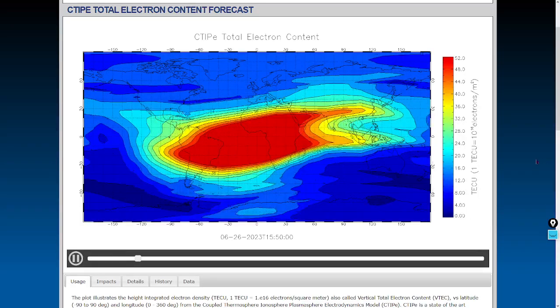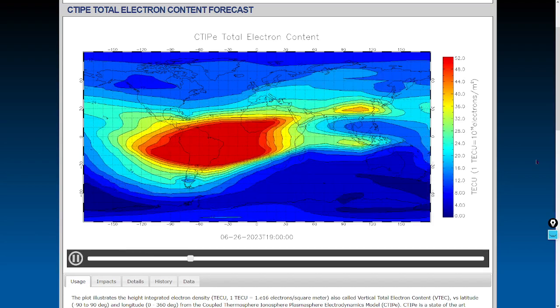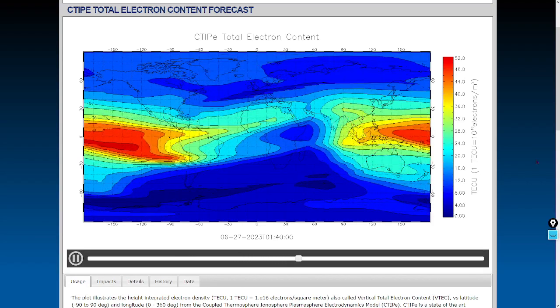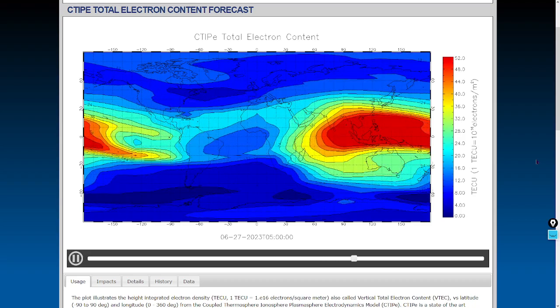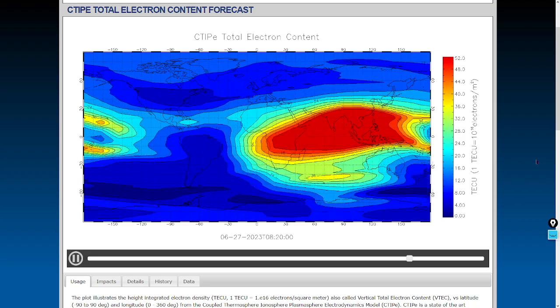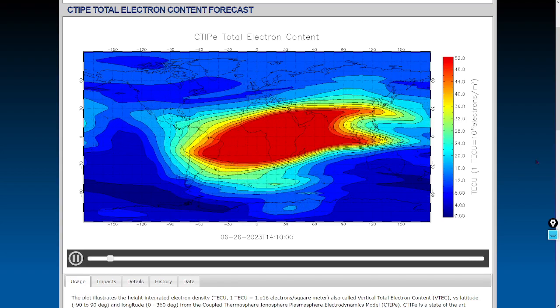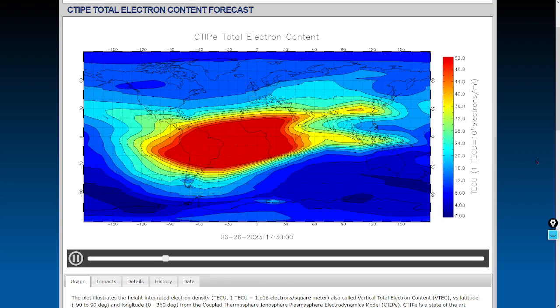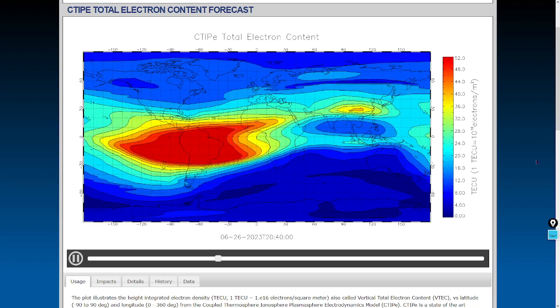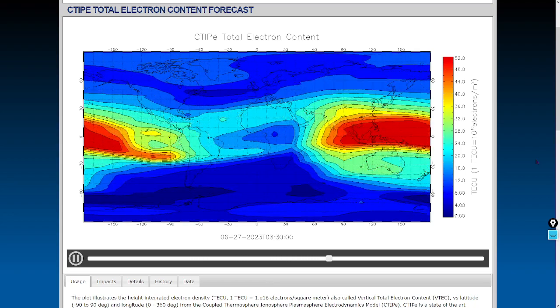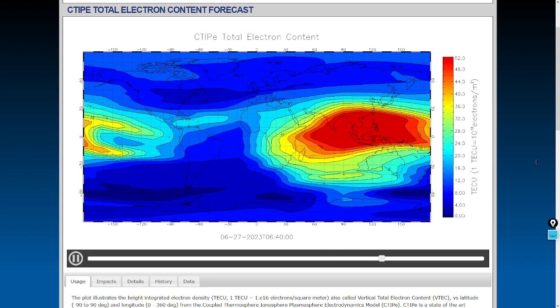The total electron content is from the coupled thermosphere, ionosphere, plasmasphere electrodynamics model. Your GPS satellite must communicate through the inner portion of the outer Van Allen belt, the outer plasmasphere, the inner Van Allen belt, the inner plasmasphere, and the ionosphere to get to your handset. Again, it's 12,500 miles from your handset to your satellite, and these are the free electrons in between.